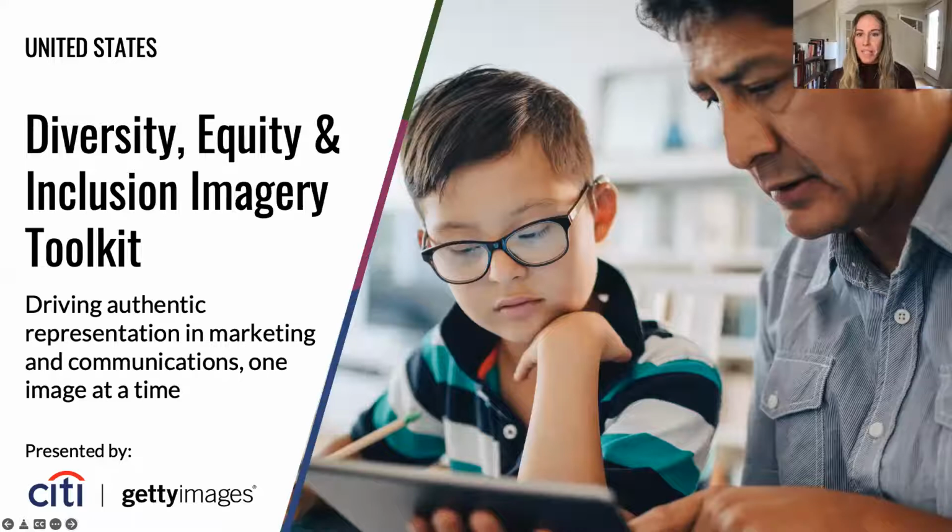I'm excited to have Citi and Getty Images here today to walk you through the Diversity, Equity, and Inclusion Imagery Toolkit that they've created to help marketers and communicators create authentic and multifaceted depictions of people in their marketing and communications efforts. I am so happy that our great ADCOLOR partners are creating these types of tools and resources to make our creative work more diverse and inclusive within and outside of their walls. They're sharing it with us, and we couldn't be happier. That's exactly what we really cheer for at ADCOLOR.